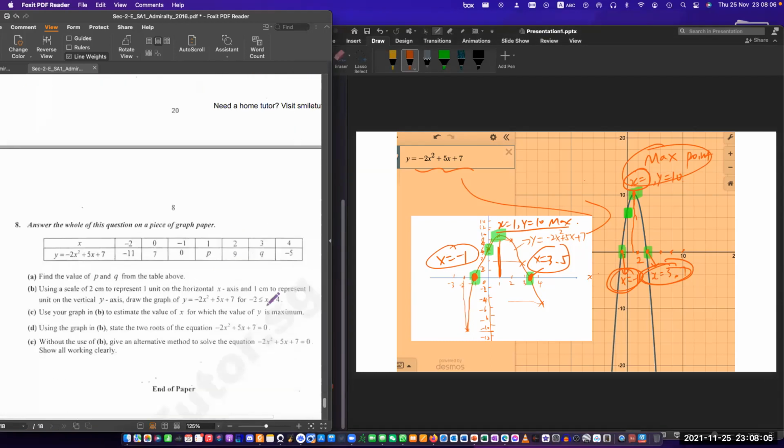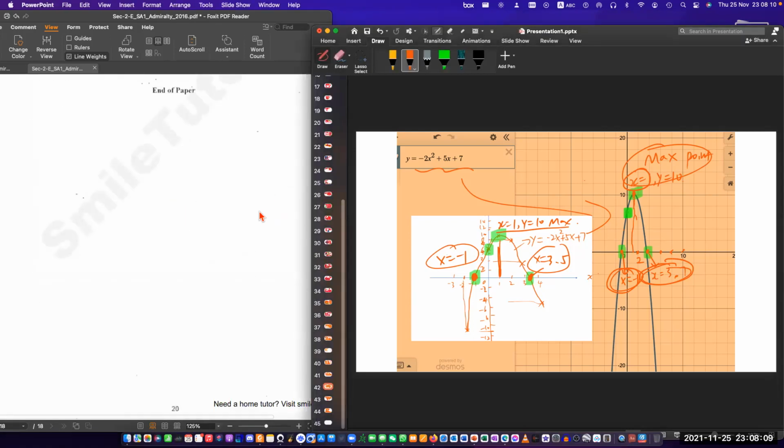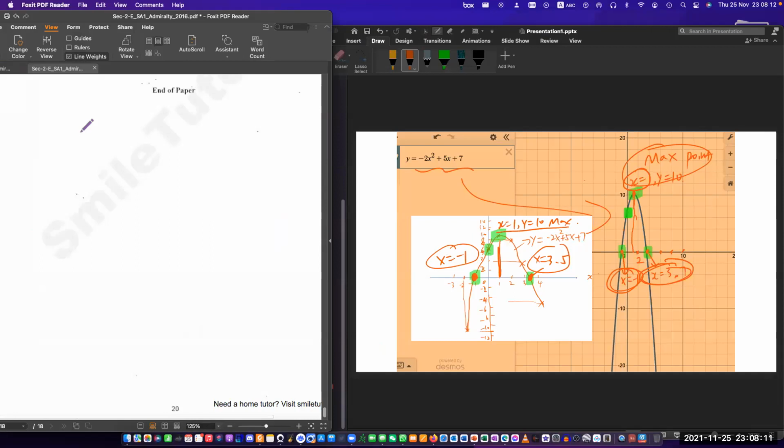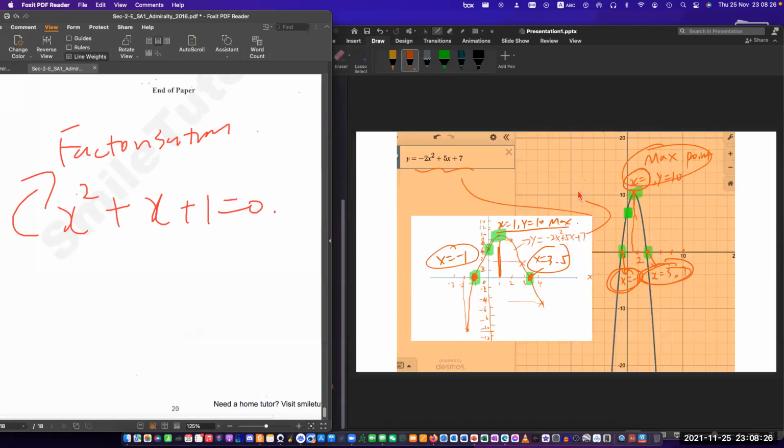So it looks to me, this set 2, they keep testing you the concept of factorization for the 3 terms question. You realize that? So the more you need to practice this factorization method. Okay?